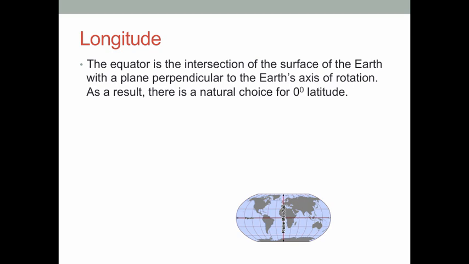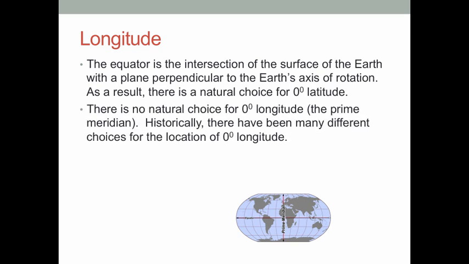So now let's look at longitude. The equator is the intersection of the surface of the Earth with a plane that is perpendicular to the Earth's axis of rotation. So as a result, there's a natural choice for 0 degrees latitude. But there's really no natural choice for where to put 0 longitude. That's what's called the prime meridian. And historically, there have been many different choices for that location of 0 degrees longitude. Depending on what country you live in, you might use a different, more convenient 0 degree longitude.